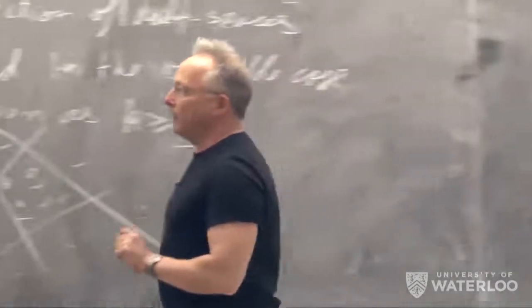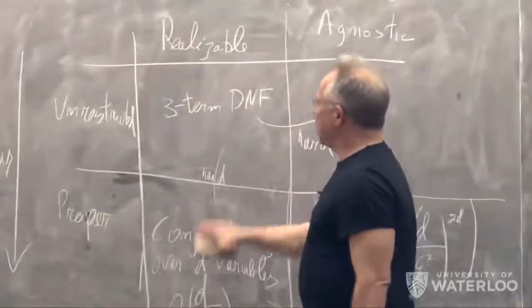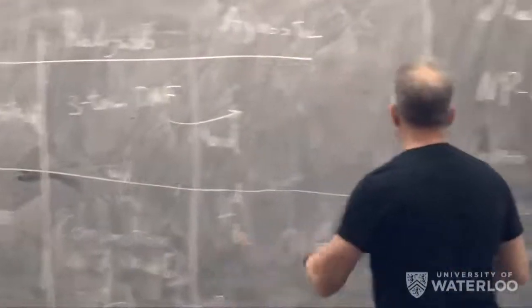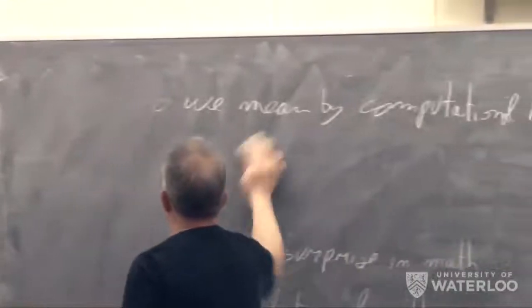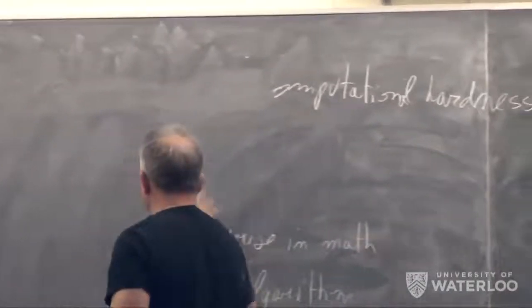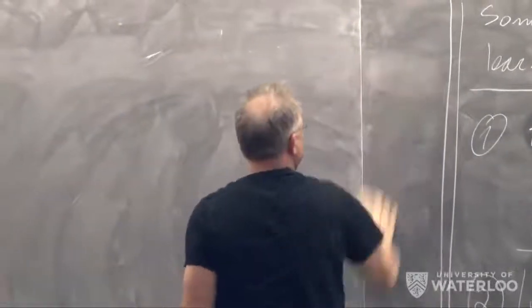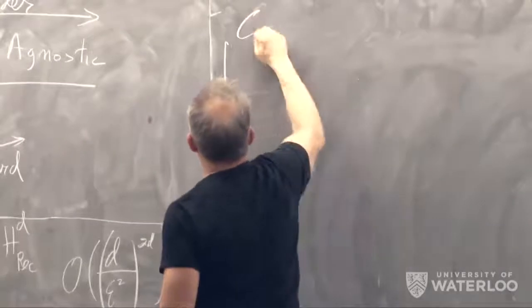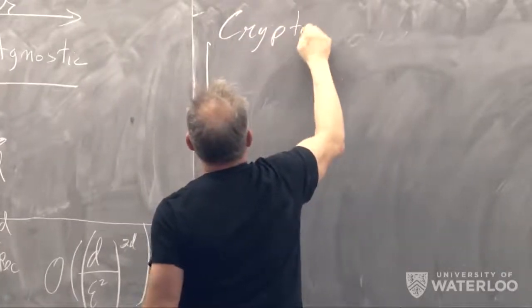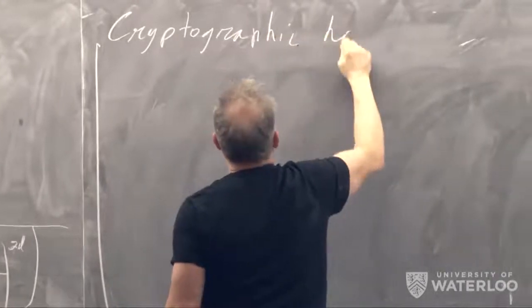OK, so we have all kinds of hardness results that are NP-hardness results, and they are all about the proper, some realizable, some unrealizable. I want to mention one more tool for showing hardness, which is not NP-hardness. And this one is interesting for other reasons as well, and this is cryptographic hardness.